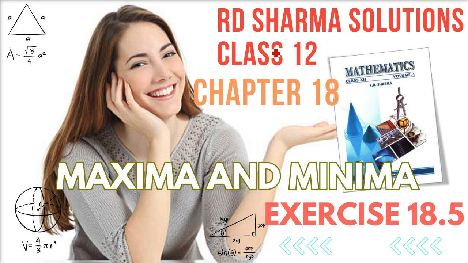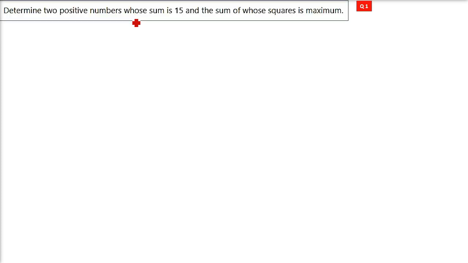This is RD Sharma Solution Class 12 Chapter 18. We are taking exercise 18.5 of Maxima and Minima. These are questions based on English sentences, and we have to use those sentences to form the actual expressions, which we have completed in 18.1 till 18.4. We have to form the expression using these sentences, and the rest remains the same.